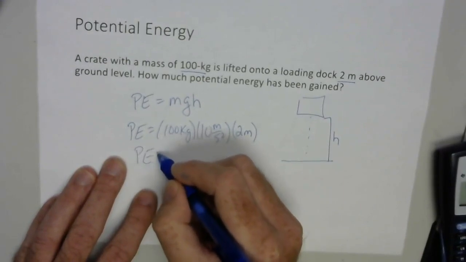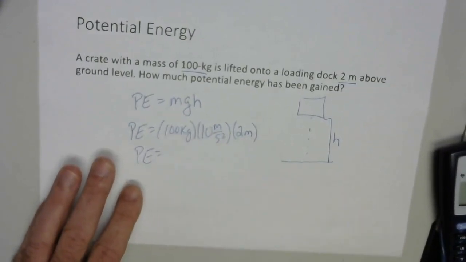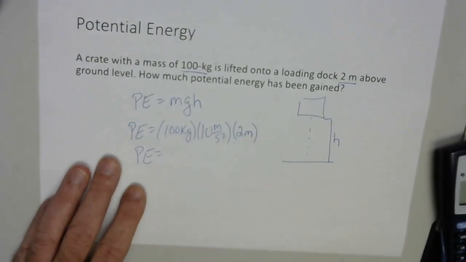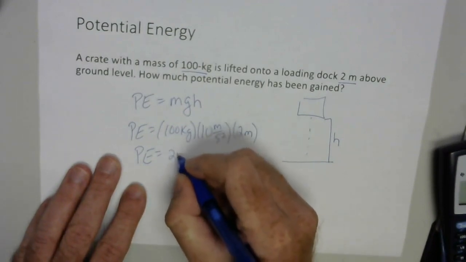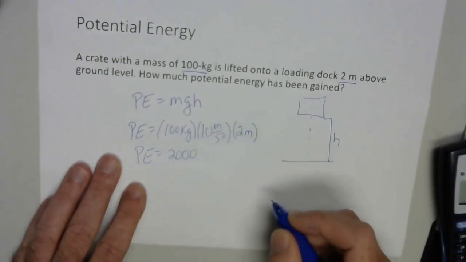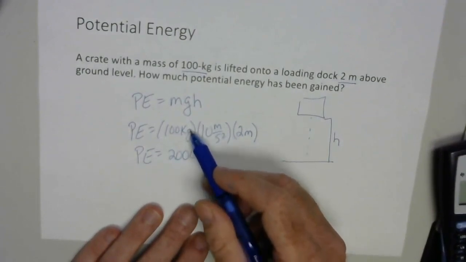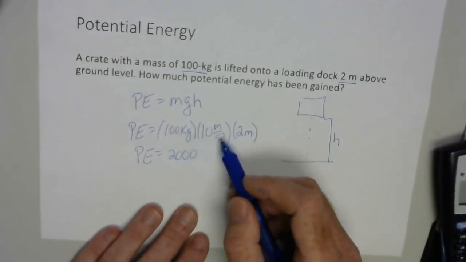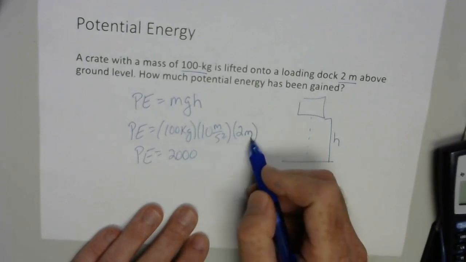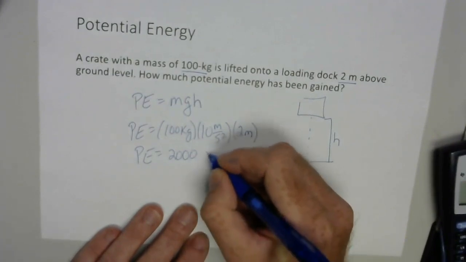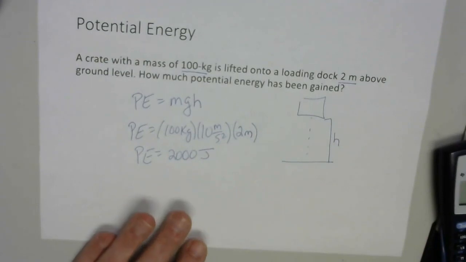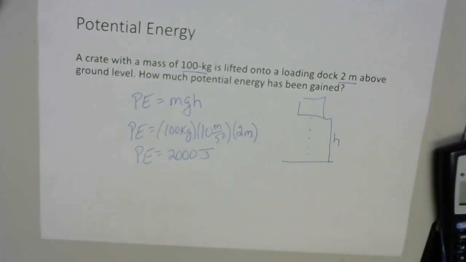So the potential energy will be 100 times 10 times 2, or 2,000. Now what's the unit? A kilogram meter per second squared is a newton. That's times a meter, so that's the equivalent of a newton meter, so you still get joules for a unit. All right, that's been a brief tutorial on work, power, kinetic energy, and potential energy.